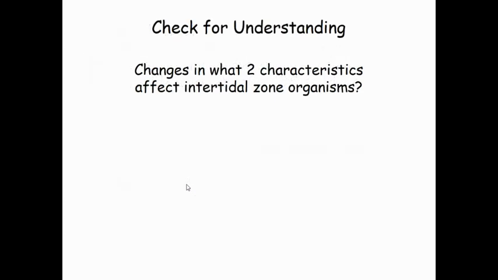All right, changes in what two characteristics affect intertidal zone organisms. You might want to take a look back at number 16 for that one if you can't remember. And remember, if you are actually looking these answers up, just pause the video, because I'm going to come with the answer probably a lot quicker than you can find it if you don't remember it. Yeah, so changes in salinity and moisture.